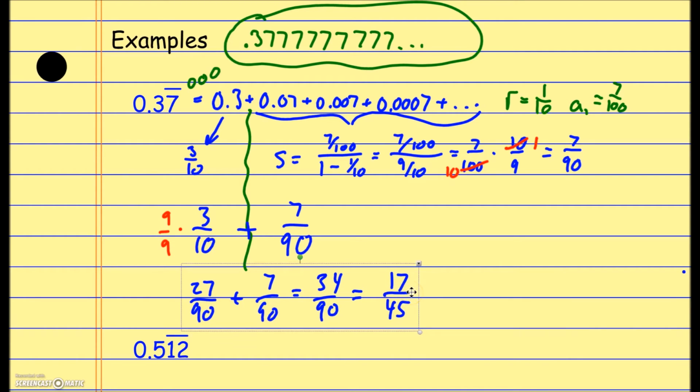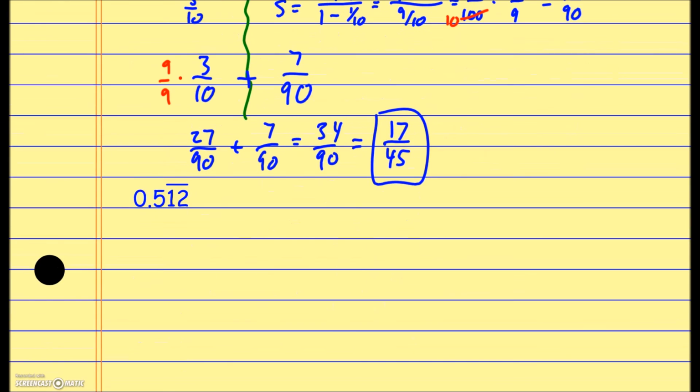Once again, I can easily plug that right back into my calculator, and it'll give me 0.3777777, and that'll keep repeating forever. The calculator might round it up at the end, but that's it. Same thing with the next one.